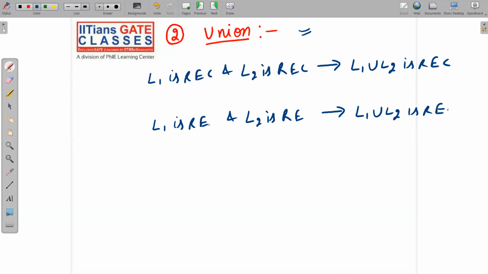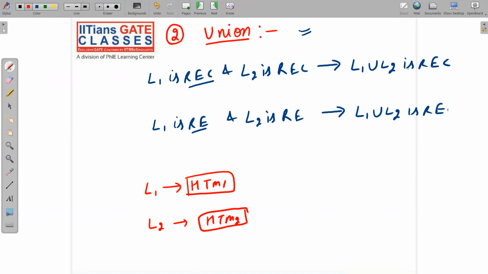Let me just give you an intuitive idea. I'm not going into detail because this is a basic course. For REC we have a halting Turing machine, for RE we have a Turing machine. So directly or indirectly we have a Turing machine for both these languages. Let me show you for REC languages. For L1 you have a halting Turing machine 1 which can accept it. For L2 you have a halting Turing machine 2 which can accept it.